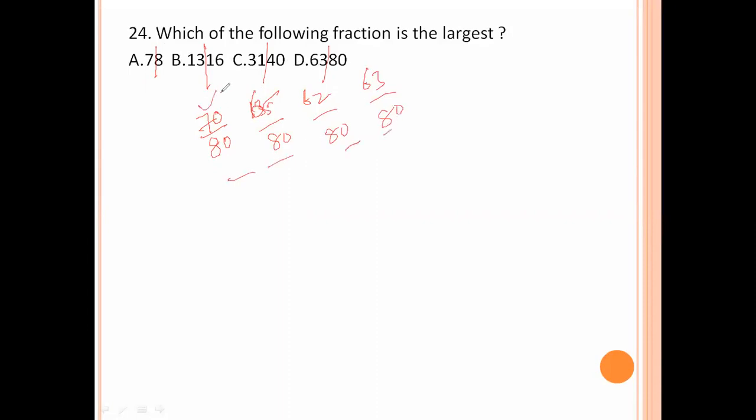Now the highest value is 70. 70 by 80 is greater than 65 by 80, which is greater than 63 by 80, which is greater than 62 by 80. 70 by 80 belongs to 7 by 8. So option A is the right answer.